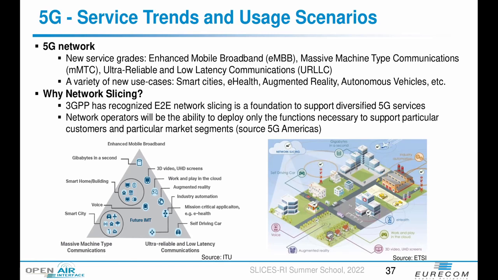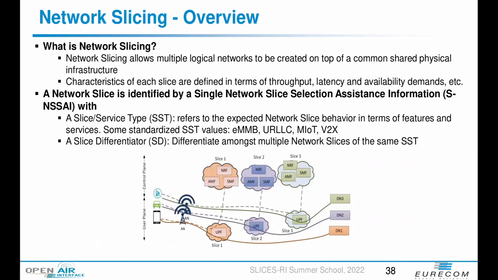According to 3GPP, the network slice will be identified by a single network slice selection assistance information, S-NSSAI, or slice information, something like that. So you can see here that there are two important pieces of information. The first one is the slice service type, SST, which defines the expected network slice behavior in terms of features. For now, we have some standardized values, one for eMBB and URLLC, and so on and so forth.